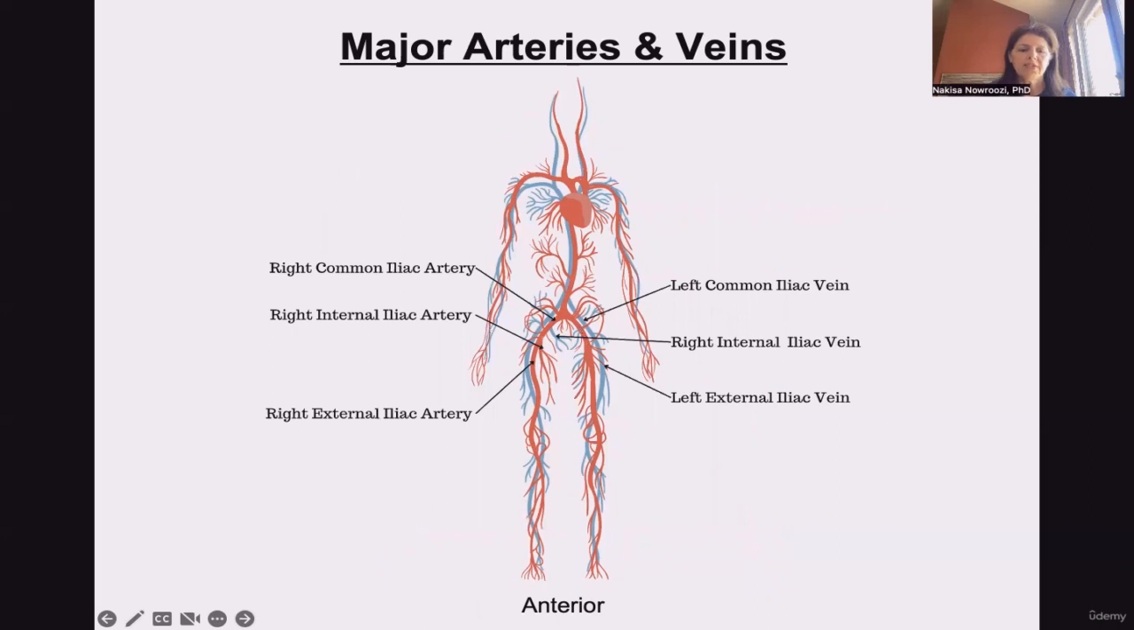Here, it's the anterior view. We're going to further explore the common iliac arteries at the ilium level on the right and left side, which will branch into internal iliac arteries in red and internal iliac veins in blue, and external iliac arteries and iliac veins. So the iliac arteries are in red and iliac veins are in blue.